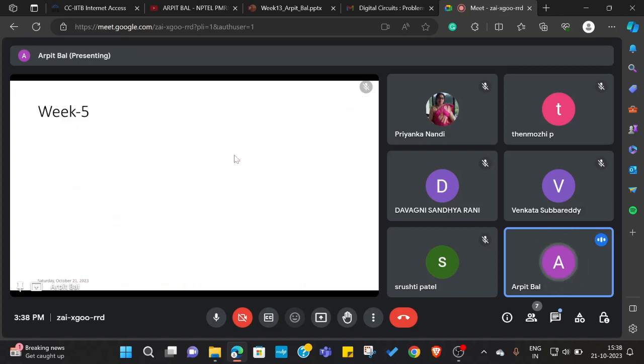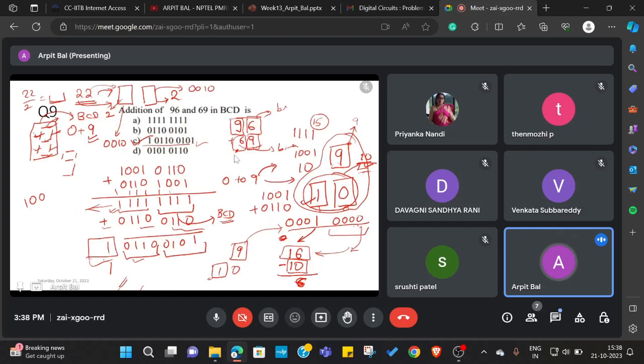Okay, moving on to the next week's lecture. So in week 5, one important question was related to BCD addition. In BCD addition, what you need to do is, so you have 9, 6. You represent 9 as a binary, and you represent 6 as a binary here. The same thing you do with the other number. After doing that, you perform simple addition. After performing simple addition, this was the result.